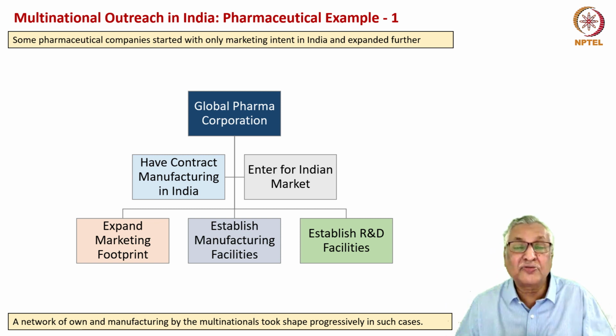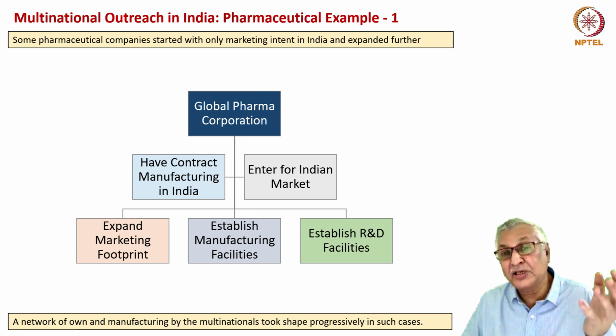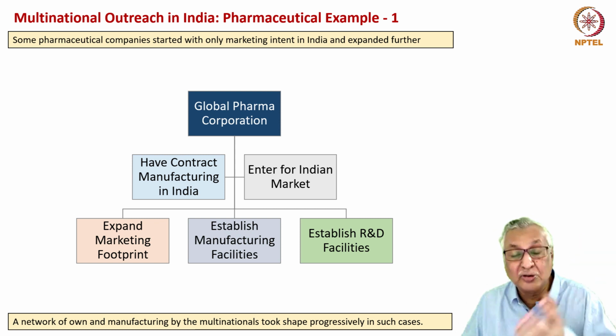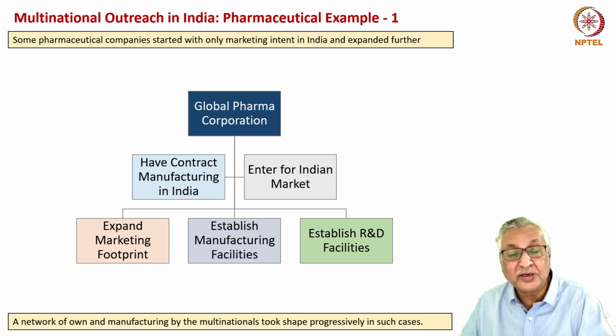So, typically, a global pharma corporation sets its base in India, develops a contract manufacturing relationship in India, that is outsourcing as far as the MNC is concerned locally for the local market, then enters the Indian market, and the contract manufacturing is essentially for the Indian market.